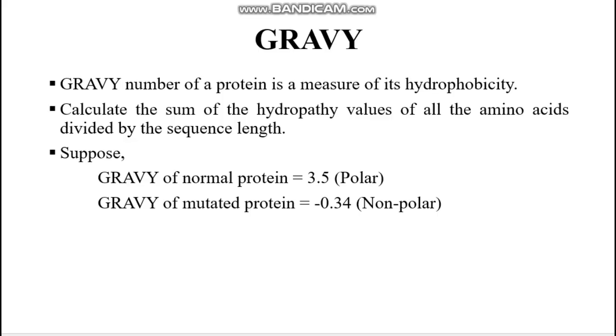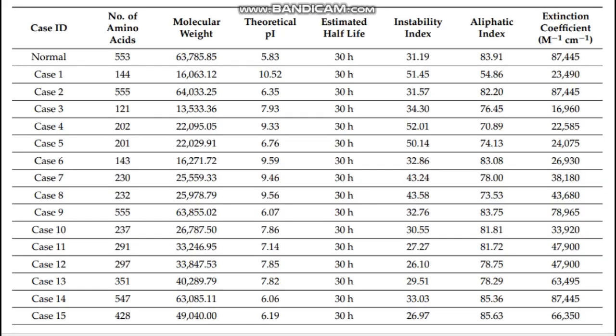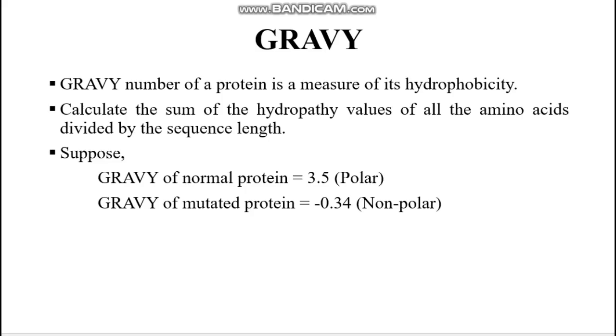Then there is GRAVY. GRAVY number of a protein is a measure of its hydrophobicity, and it calculates the sum of the hydropathy values of all the amino acids divided by the sequence length. Suppose you get the value of GRAVY positive, then it shows that your protein is polar, and if you get the value in minus, then it shows that the protein is non-polar. Sorry, I have not given you the examples of GRAVY in this table, but it is very easy to interpret.